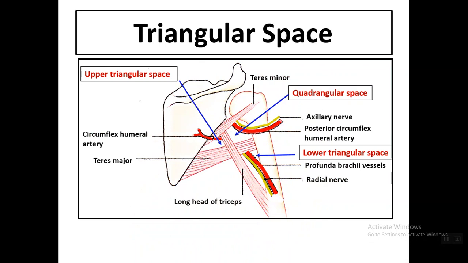The radial nerve here is accompanied by the profunda brachii artery. They pass in the spiral groove in direct contact with the bone, with the shaft of the humerus. This is the triangular, or we can call it lower triangular space, bounded by teres major, the long head of triceps, and the shaft of the humerus.